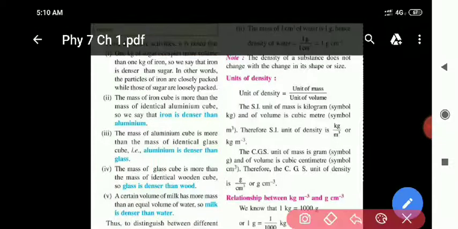Now the units of density. Mass is measured in kg and unit of volume is cubic meter. Therefore the SI unit is kg per meter cube. The CGS unit of mass is gram, CGS being the centimeter gram second system, and the volume is measured in cubic centimeter. So the CGS unit is gram per centimeter cube. Now the relationship between kg per meter cube and gram per centimeter cube.